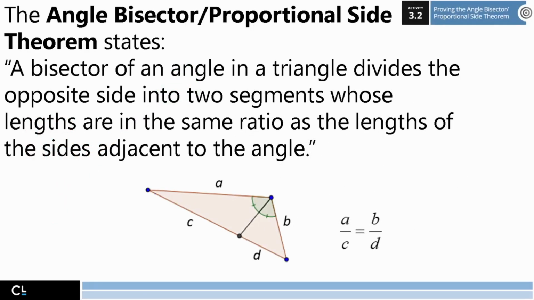So our first one is the angle bisector slash proportional side theorem. That's what this is called. Weird name. All you have to know is if you see the situation, what you could do during it. It states that a bisector of an angle in a triangle divides the opposite side in two segments whose lengths are the same ratio as the lengths of the sides adjacent to the angle. Wow, that's a lot of words. So let's look at the picture and dissect what this means.